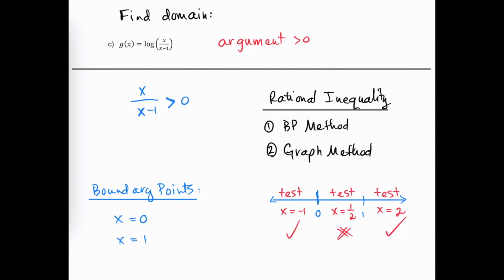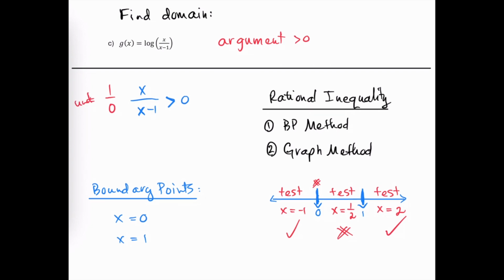We also need to think about the boundary points themselves. When x is equal to 0, we get 0 over negative 1. That's equal to 0, but equal to 0 is not allowed, so this boundary point does not work. We also need to test x is equal to 1, and when x is 1, we get 1 over 0, which is undefined, and therefore this boundary point doesn't work either.